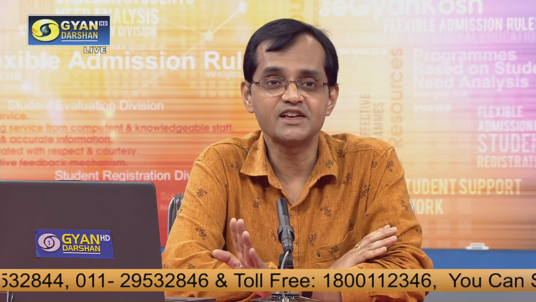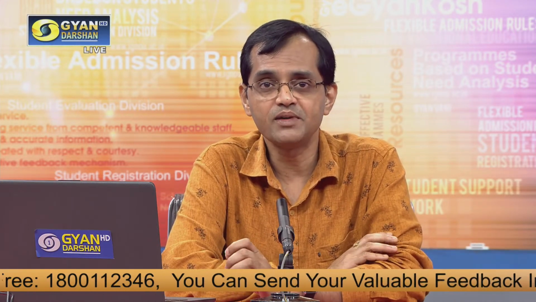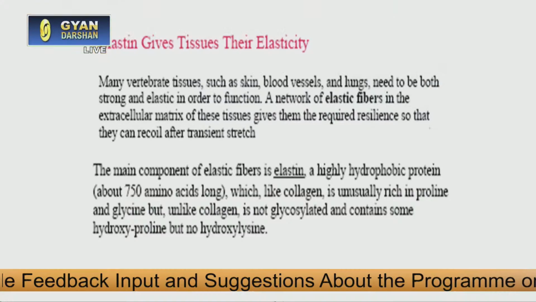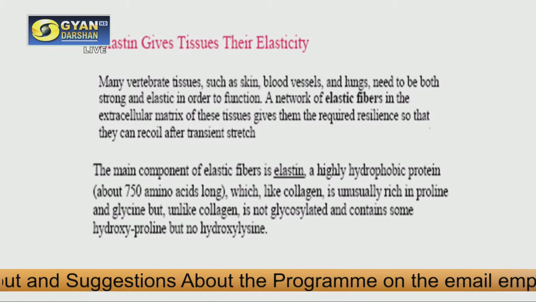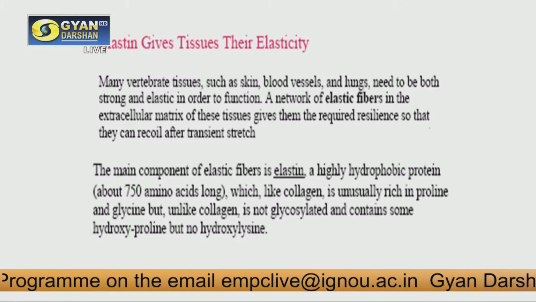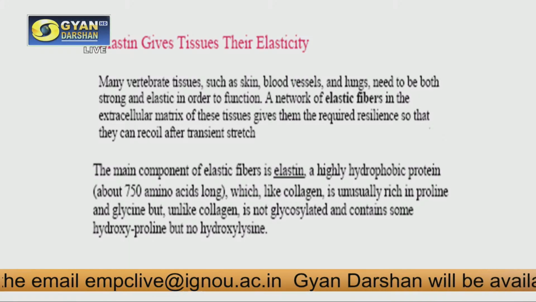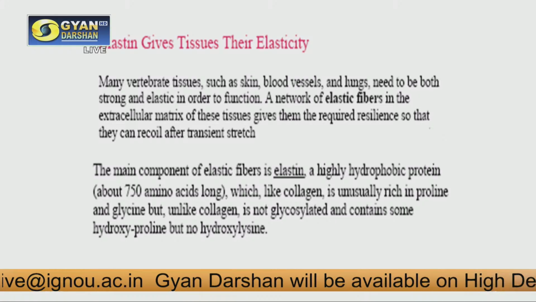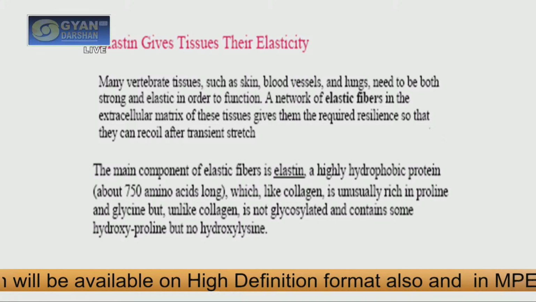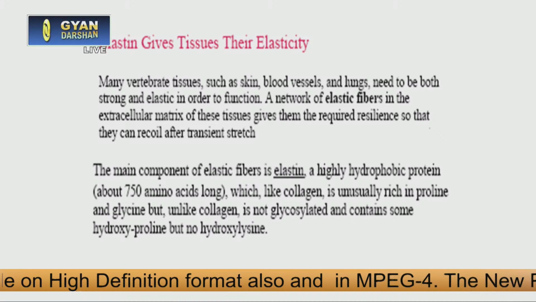Now, the next protein that we are going to discuss is elastin. From the very name it is clear that elastin means elasticity. So, the main function of elastin is to provide the elasticity. Many vertebrate tissues such as skin, blood vessels, lungs need to be strong, but they need to be elastic in nature. Particularly lungs and blood vessels need to show the elasticity.